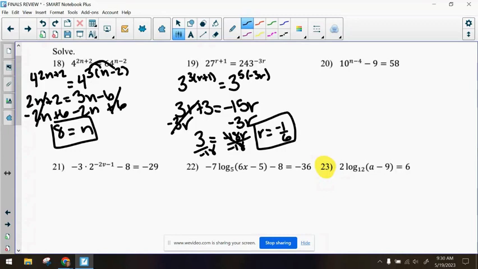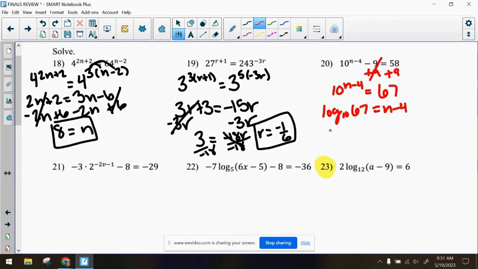On to number 20. This one we are solving by converting to log form. We have to get this part by itself. So we're going to start by adding 9. So I have 10 to the n minus 4 equals 67. Now I know that I can only solve by converting to log form, because I cannot get 10 and 67 to have the same base. So this is going to be log base 10 of 67 equals n minus 4.